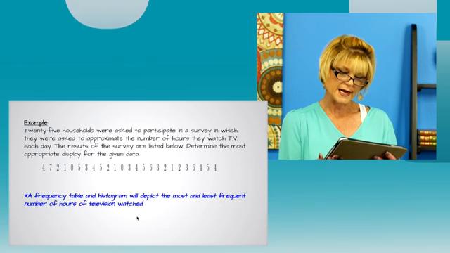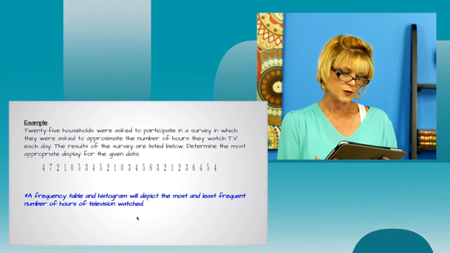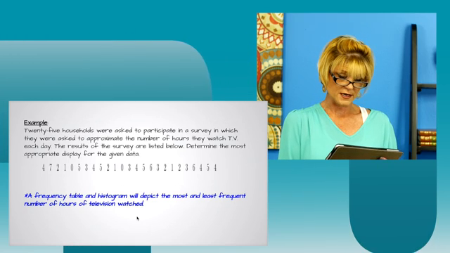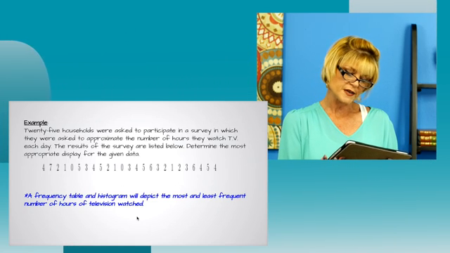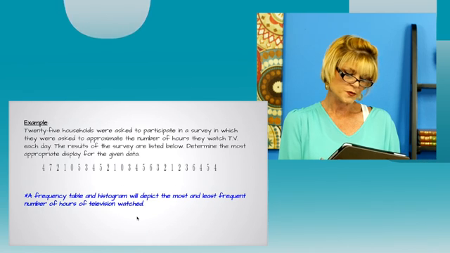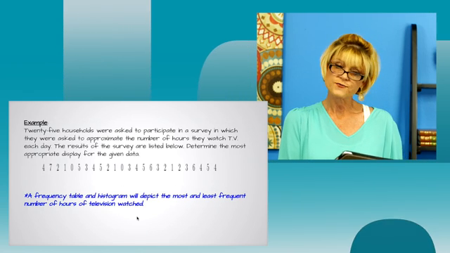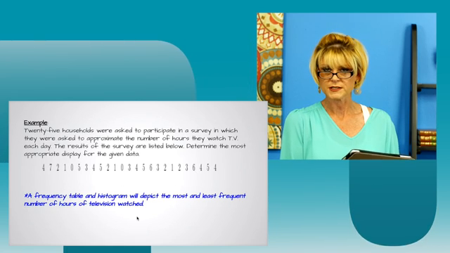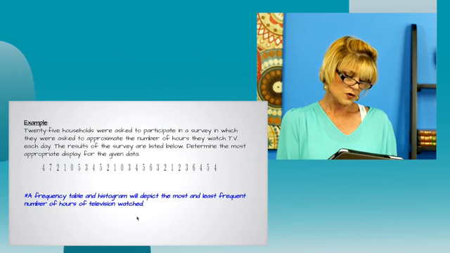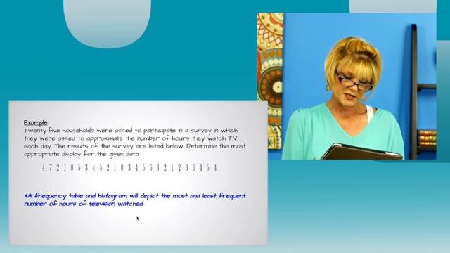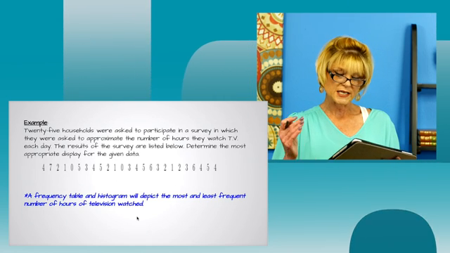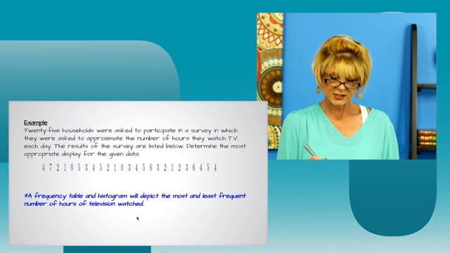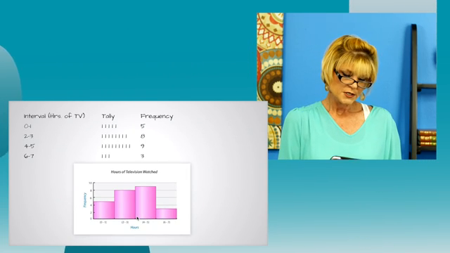25 households were asked to participate in a survey in which they were asked to approximate the number of hours they watch TV each day. The results of the survey are listed below. Determine the most appropriate display for the given data. And there's the number of hours each family said that they watch TV. So really, a frequency table and histogram will depict the most and least frequent number of hours of television watched. So let's do that. So here we go.